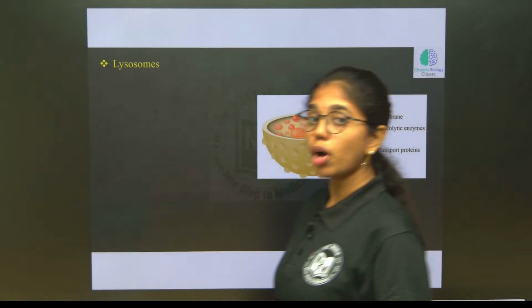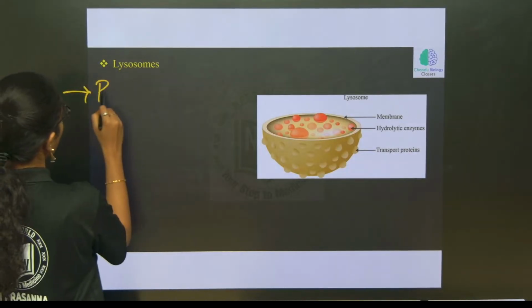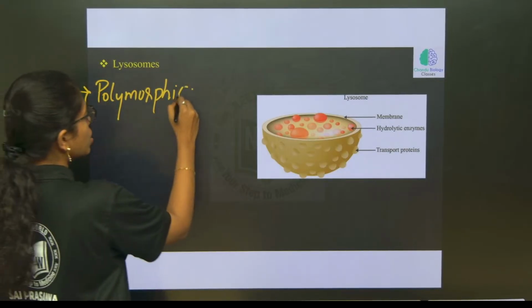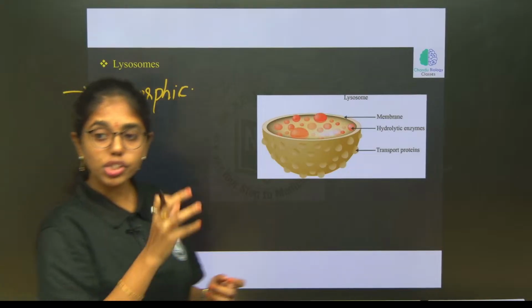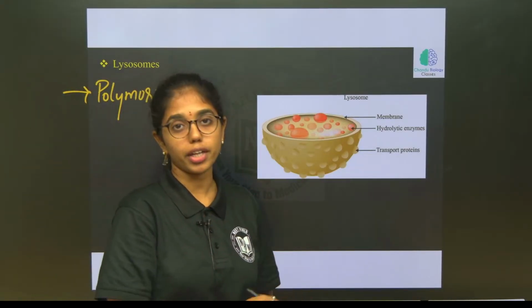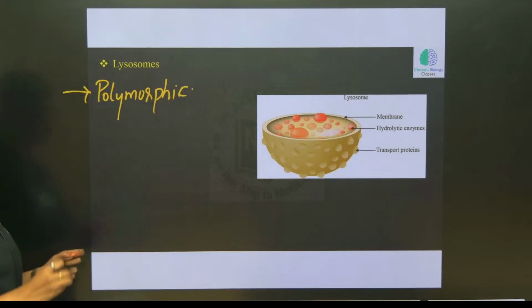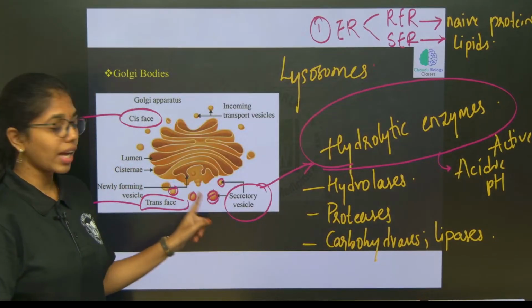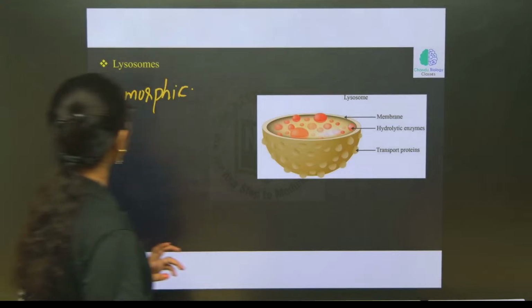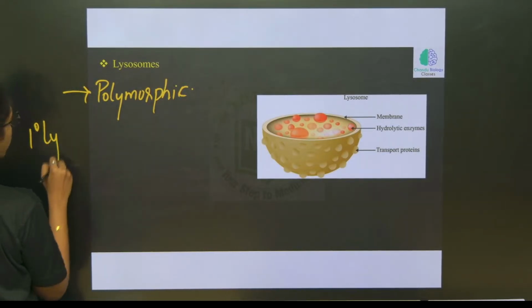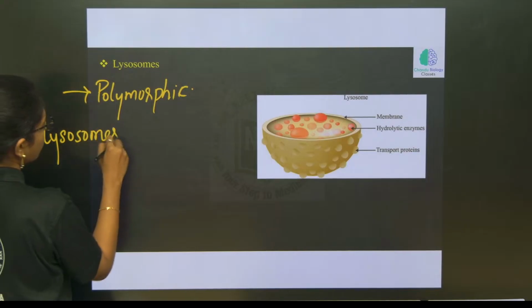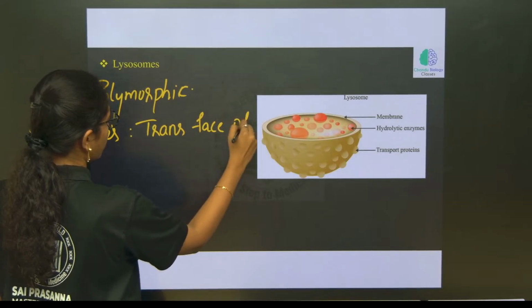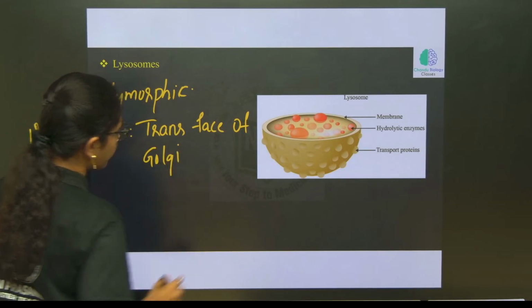Lysosomes are polymorphic in nature, which means they change their shape according to the molecule to which they are binding, or according to the function. Those secretory vesicles which are just released from the trans phase of Golgi are called primary lysosomes, which are rich in hydrolytic enzymes.